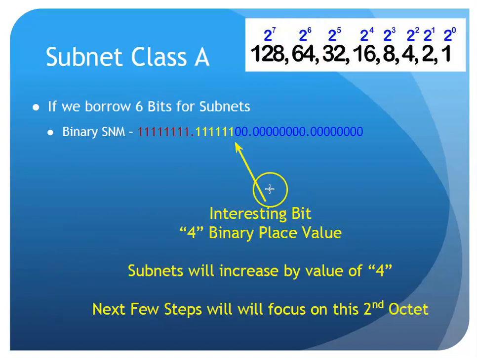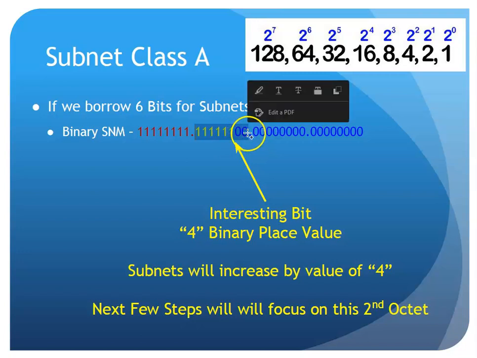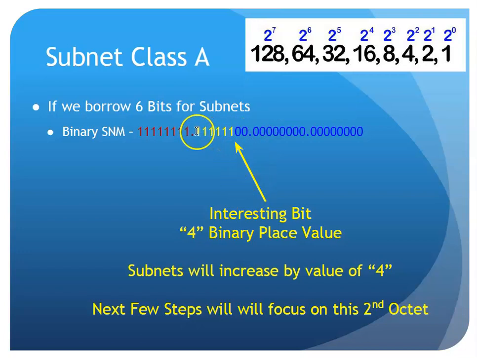Alrighty, so with a Class A, my work is mainly happening here in this 3rd octet, so that's what we're going to pay attention to. Here we borrowed 6 bits. We've borrowed out to the 4 place. So that is my interesting bit. That is what my subnets are going to go up by. They're going up by a factor of 4. So as I start making my chart, that's going to help me make my subnets pretty quickly.